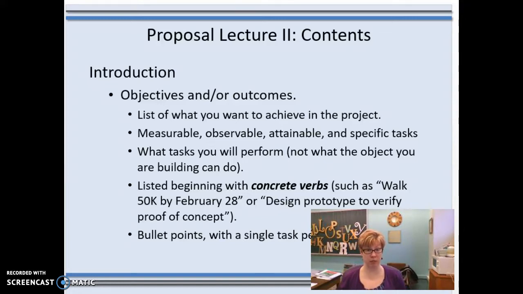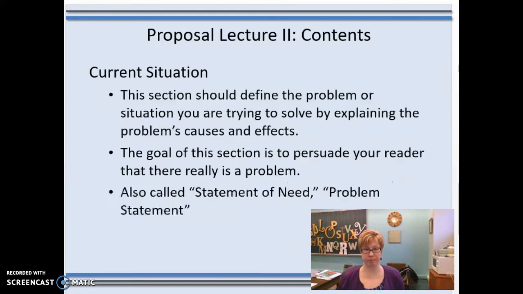Specifications I'll talk about more in a minute. Generally, it's a bulleted list with a single task per bullet. It's one of those times where lists are actually preferable to paragraphs, and I'll do my best to explain at various times why bulleted lists are not appropriate, but in this case, this is what you want to do.